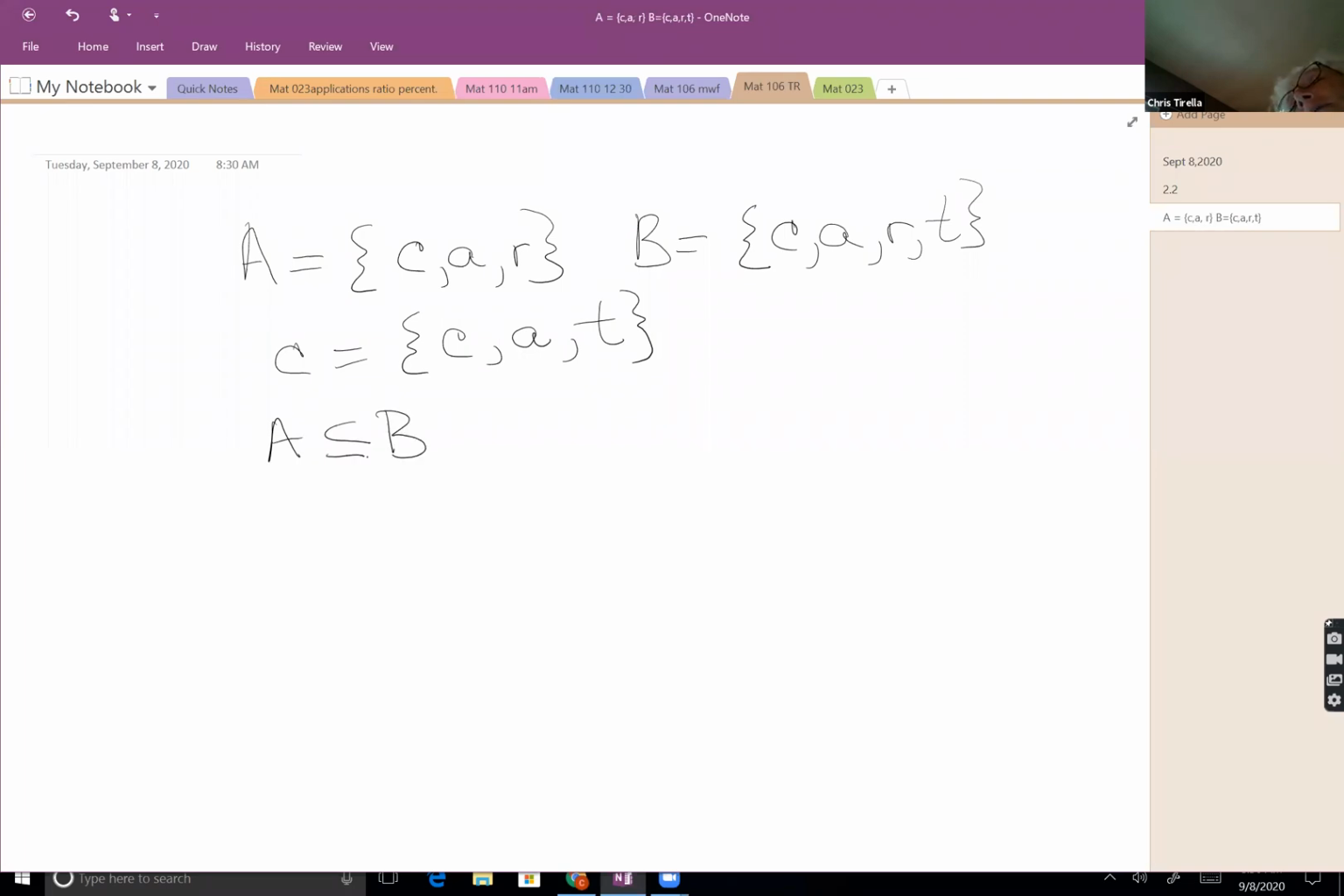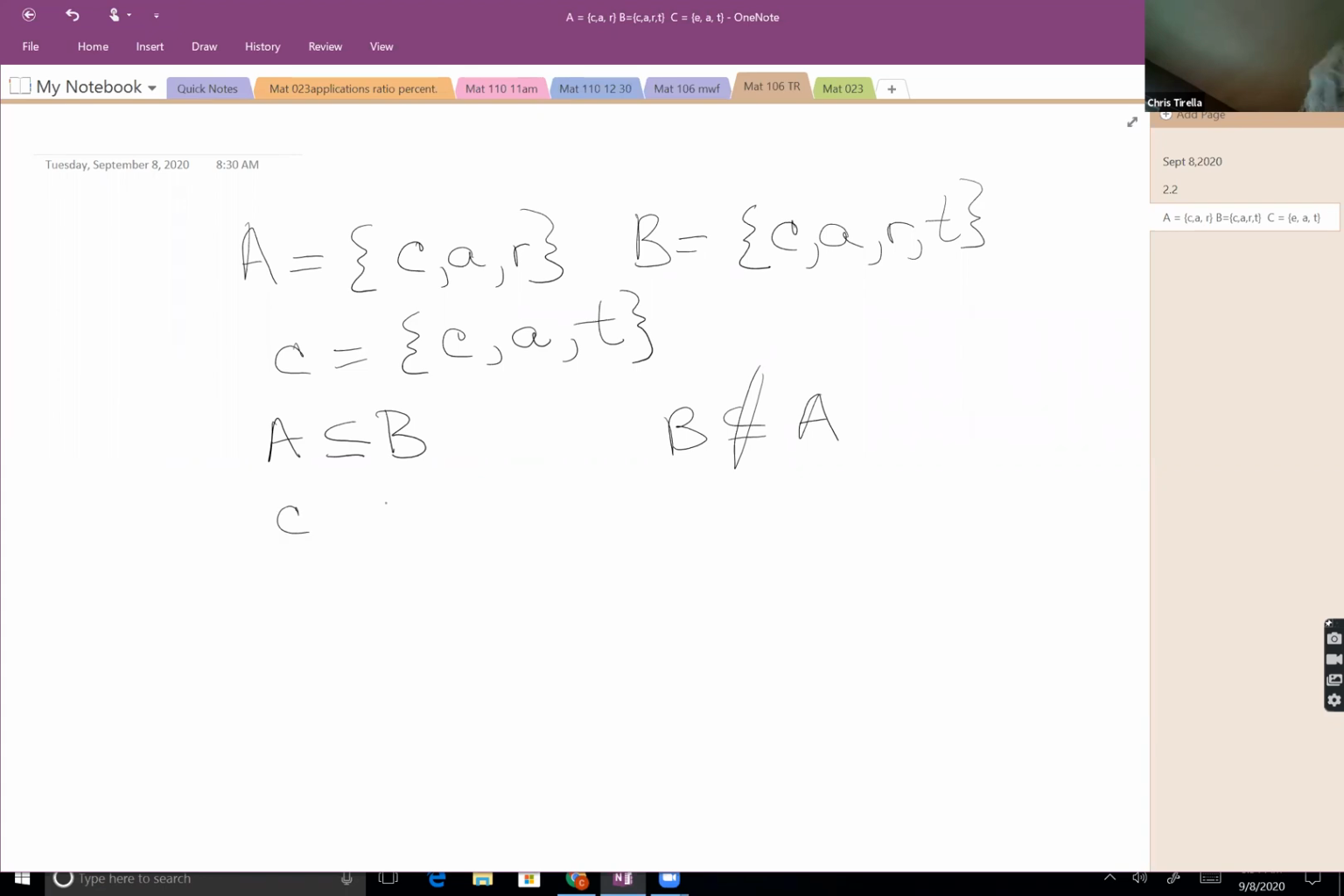Is A a subset of B? Yes. Is everything in set A, C, A, and R, also in set B, C, A, R, T? Yeah. Is B a subset of A? Is every letter in set B, C, A, R, T, also in set A? No. So please notice with that subset symbol, the order in which you put the sets is important.